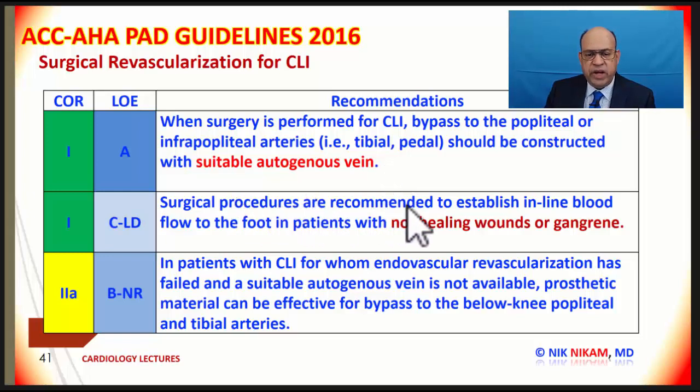Surgical procedures are recommended to establish inline blood flow to the foot in patients with non-healing wounds or gangrene. In patients with chronic limb ischemia for whom endovascular revascularization has failed and a suitable autogenous vein is not available, a prosthetic material can be effective for bypass to below-knee popliteal and tibial arteries with the hope of salvaging the limb and preventing any further gangrene.